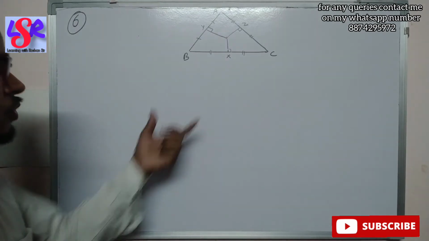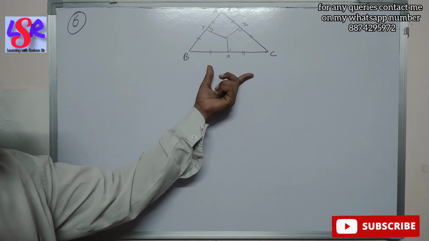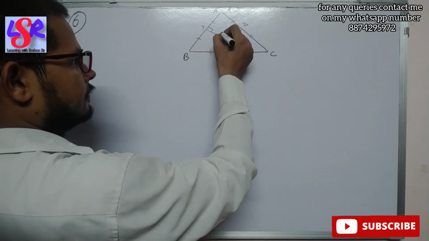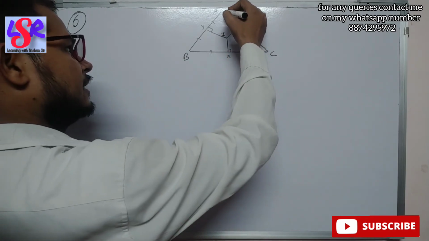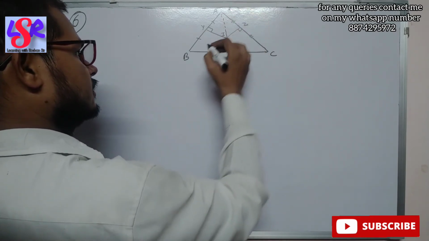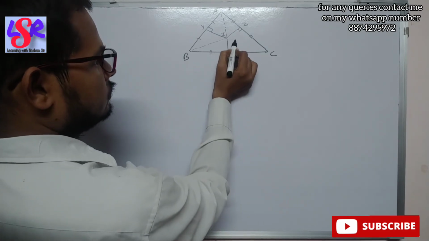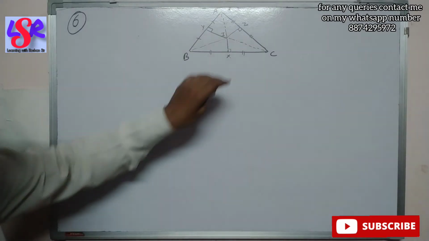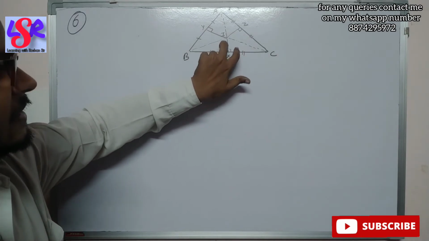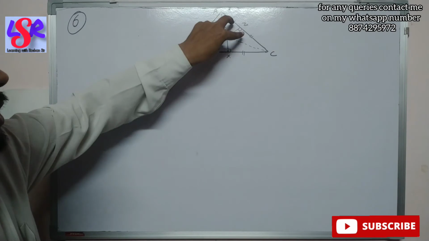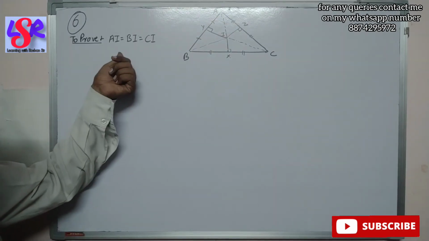Now in question number 6, we have a triangle ABC and the perpendicular bisectors of all the sides are meeting at I. And we have to prove that AI is equal to BI equal to CI. To do so, we are going to prove the two adjacent triangles congruent, either this one or this one. Here we have to prove that AI equals BI equals CI.